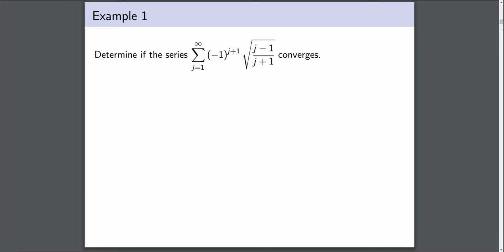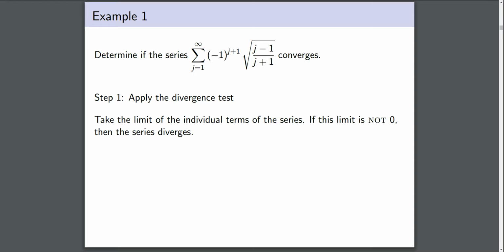Here's the first example that I want to look at. Okay, so we're going to analyze the following series and see if it converges. We want to go through the steps in order, and so the first step that I do is apply the divergence test. To apply this test, I'm going to take the limit of the individual terms in the series, and if this limit is not 0, the test tells us that the series diverges.